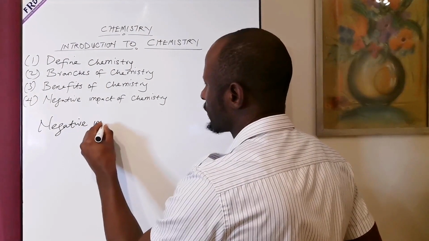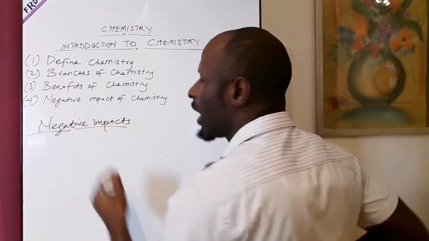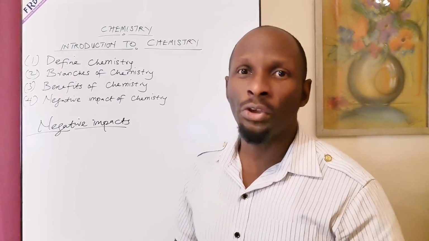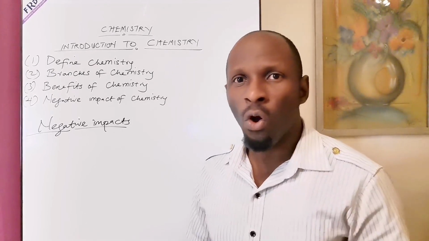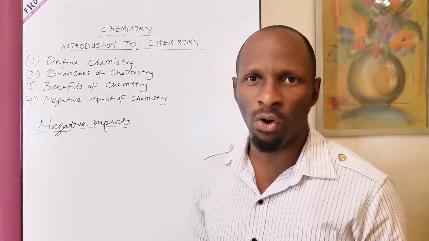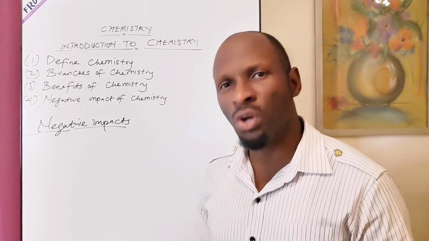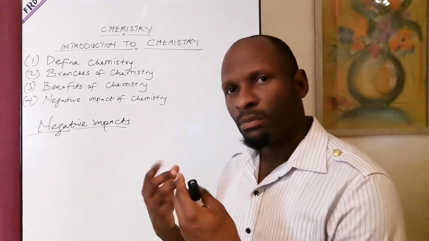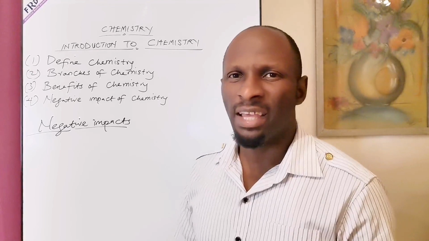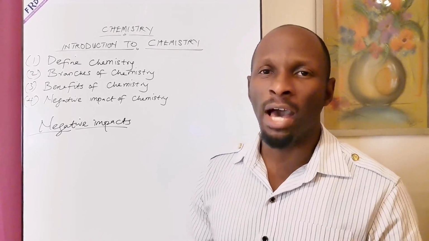Negative impacts. If we want to look at negative impacts, we can start with drug abuse, because all the drugs that are being abused, all the overdose cases that are being reported and are being investigated, they are all as a result of what? Drugs that are produced and that are being used by people, even though people tend to abuse them.